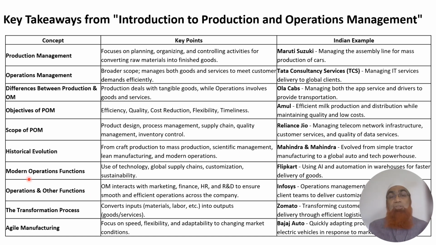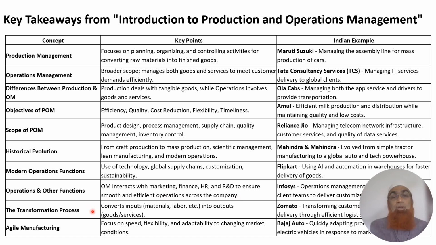Modern operation functions use technology, global supply chain, customization, and sustainability. We can take the example of Flipkart, we can take the example of Amazon. Operations and other functions: OM interacts with marketing, finance, HR, and R&D to ensure smooth and efficient operations across the company. We can take the example of Infosys, Wipro, TCS, and all.